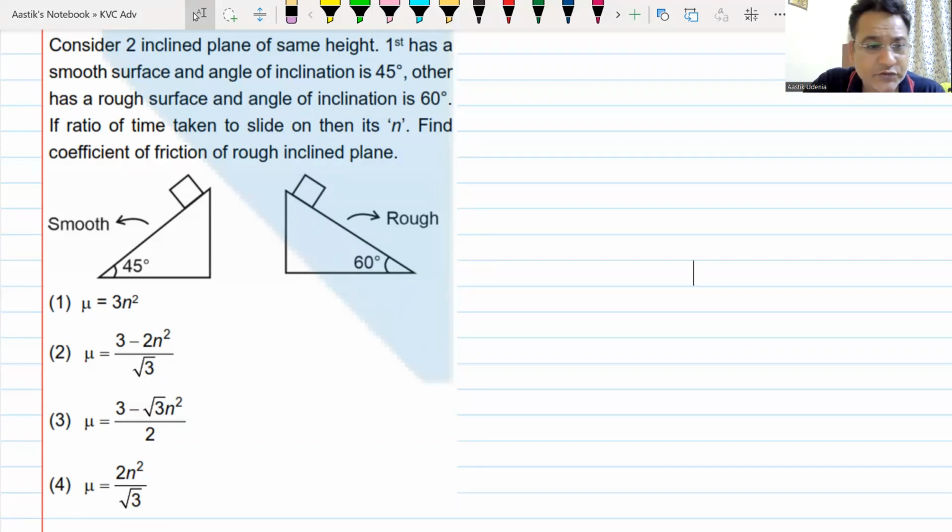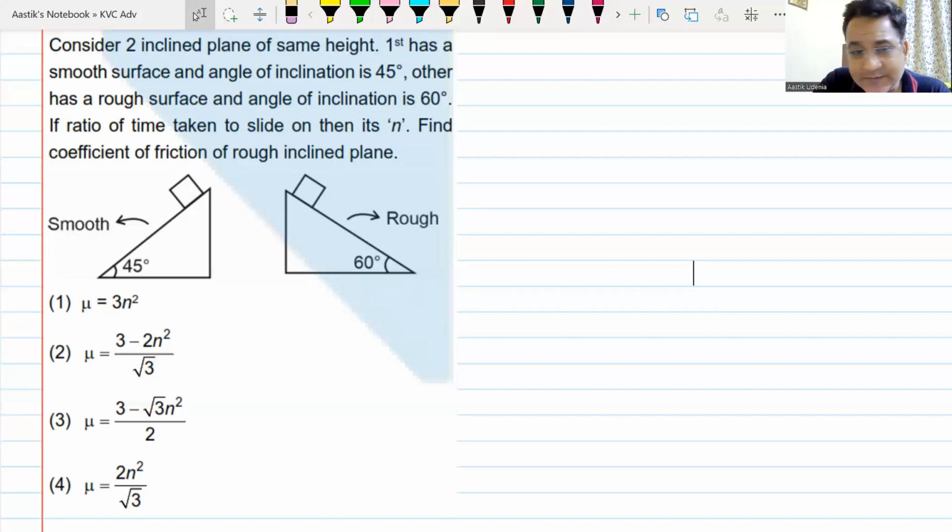Two inclines having the same height. One is smooth at an angle of 45 degrees. Another is having an inclination of 60 degrees and it is rough. The ratio of time taken is n. Which one will take more time? Obviously the 60 degree one will take more time because it has got roughness, but it has got more angle as well. So you have to see which one will take more time.